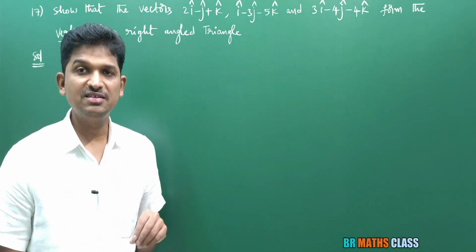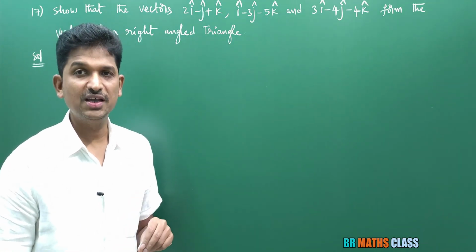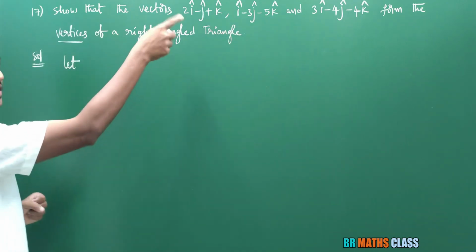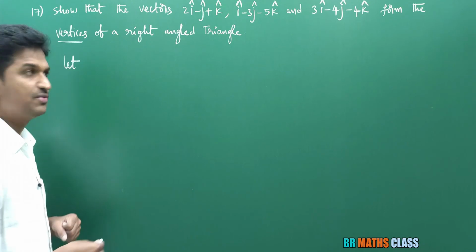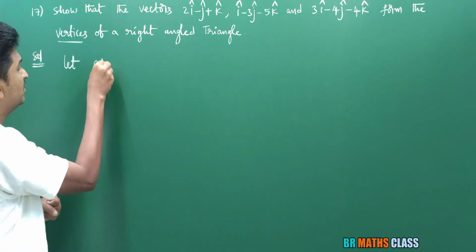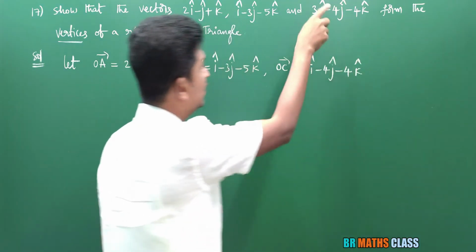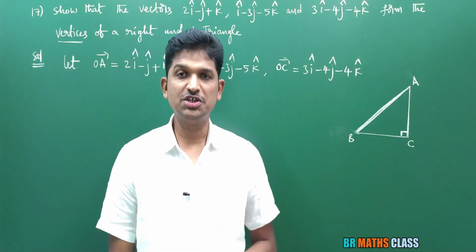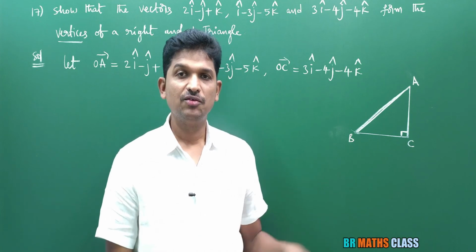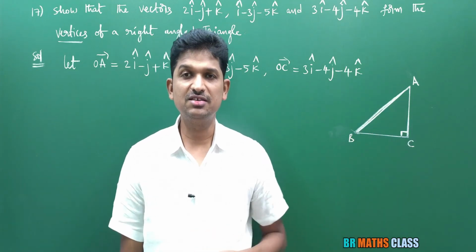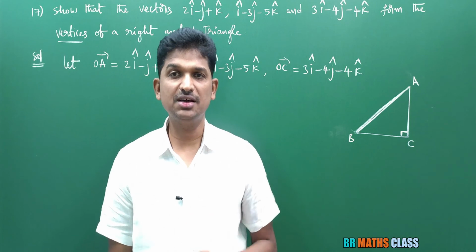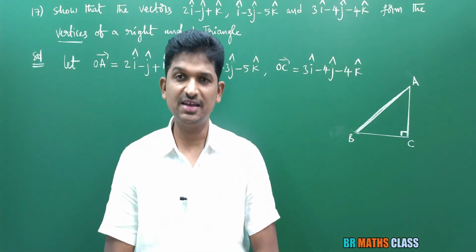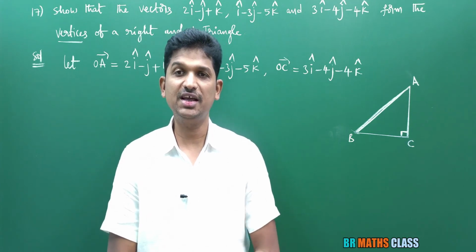That means if I consider A, B, C are the vertices of a triangle, they given OA bar, OB bar, OC bar. When we say 3 vertices with position vectors forms a right angle triangle, when I consider the sides of a triangle, if it satisfies the Pythagoras theorem, square of hypotenuse is sum of squares of other 2 sides, then I can say that the given vertices forms a right angle triangle.